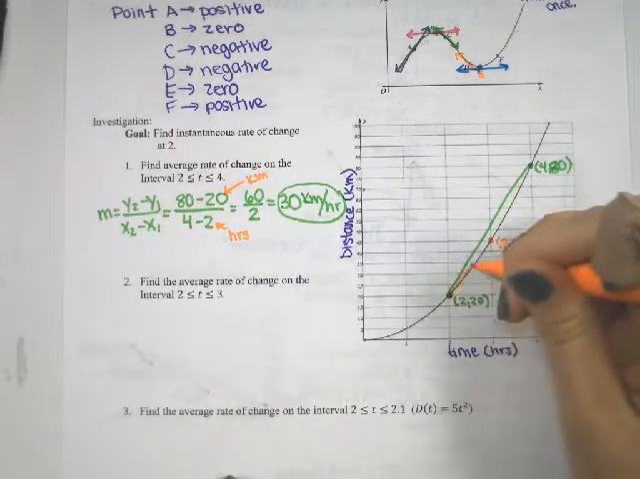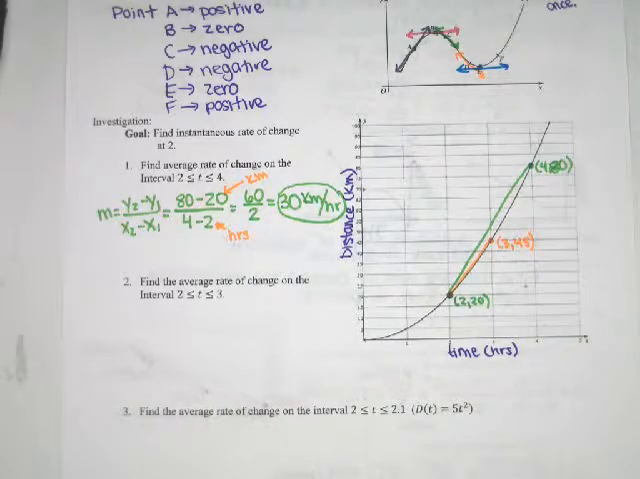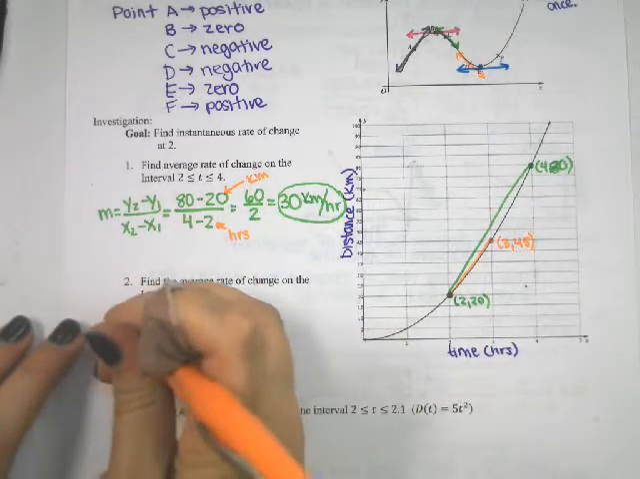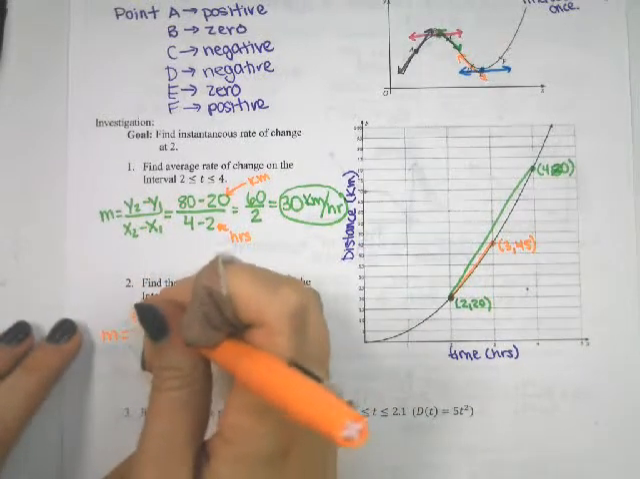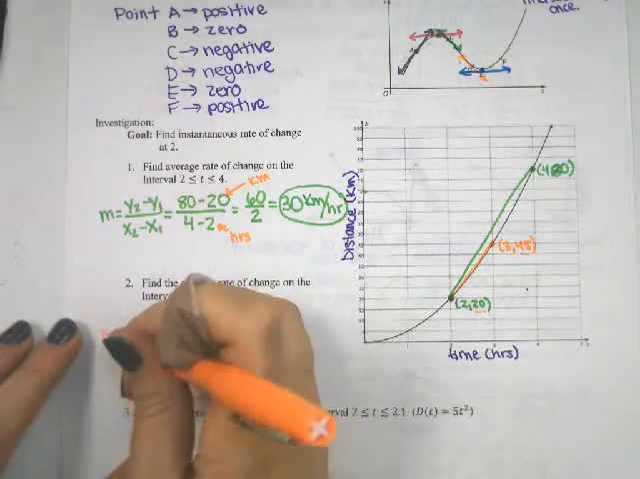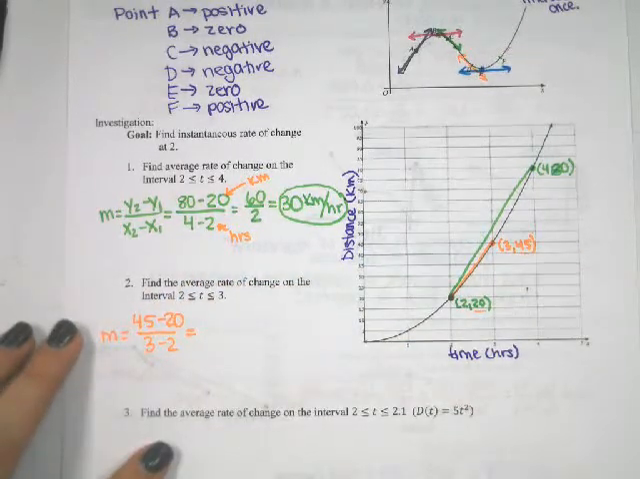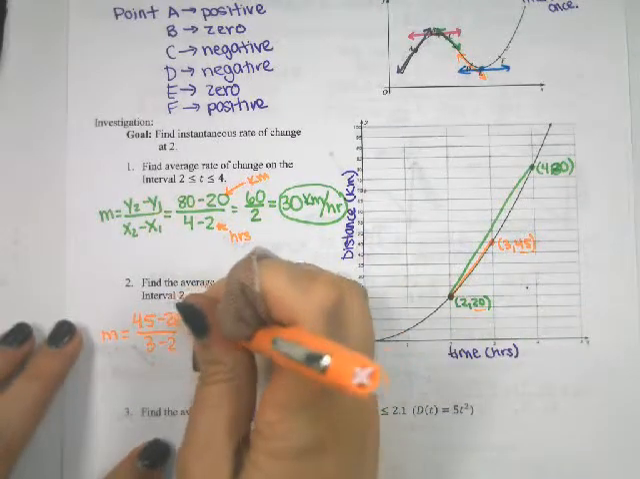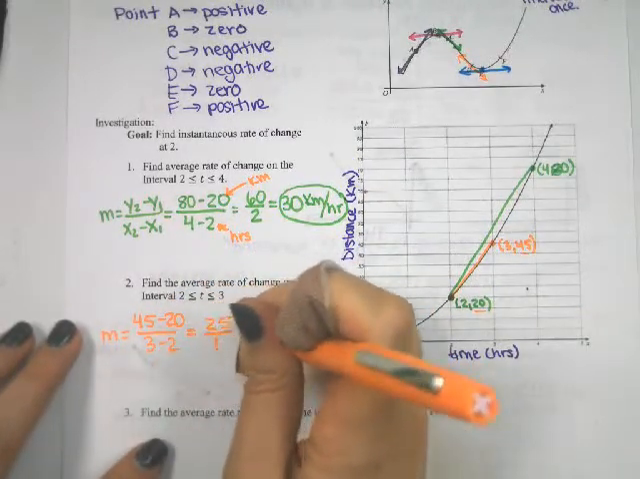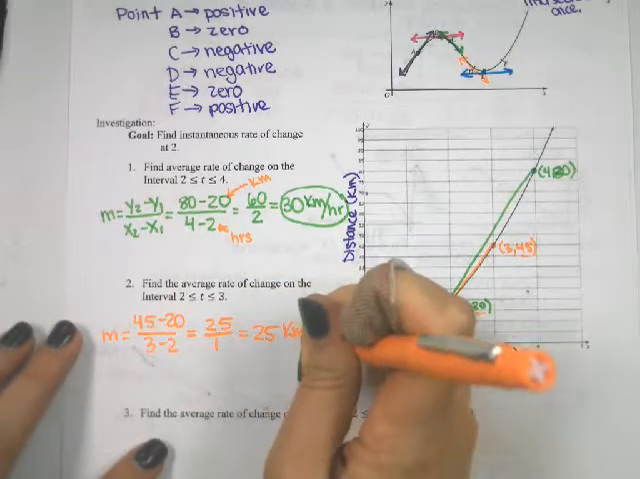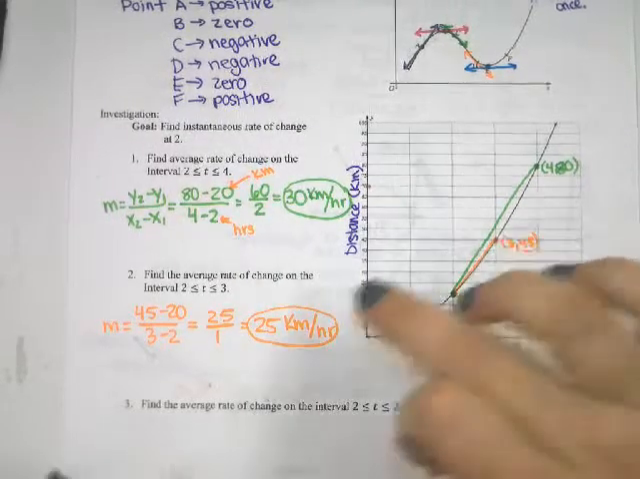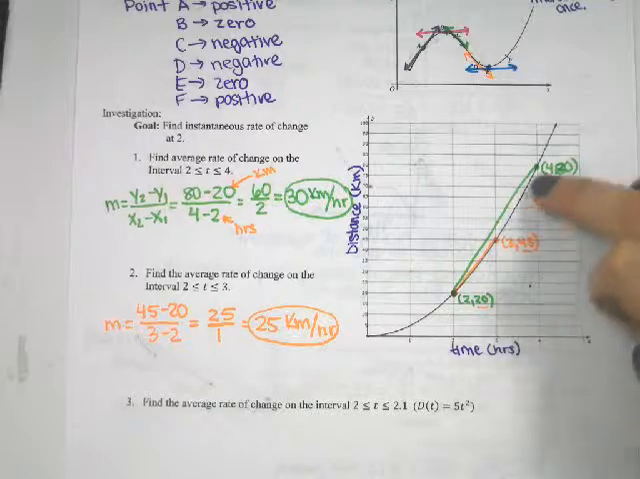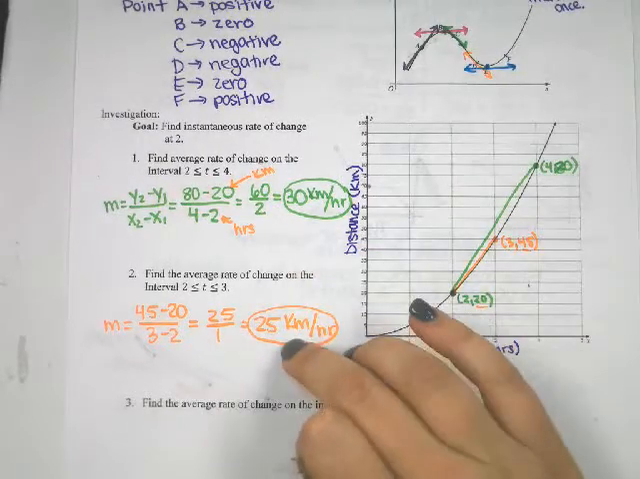So we're going to find the slope of this line. We're trying to get closer and closer to our point 2. So we're going to find the slope between the 3 and the 2 point. My y's are 45 minus 20, over 3 minus 2. So the average rate of change between 2 and 3 hours was 25 over 1, which is 25 kilometers per hour. Same unit as above. We excluded this piece where it was faster, so it made it a little bit smaller.